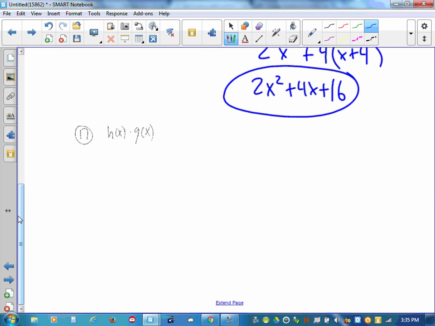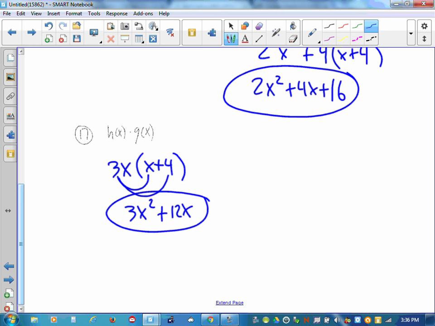And then the next one, it just says to multiply, so we get 3x for h and x plus 4 for g. So then I distribute, and I get 3x squared plus 12x. Boom, done. And that was a pretty fast page.